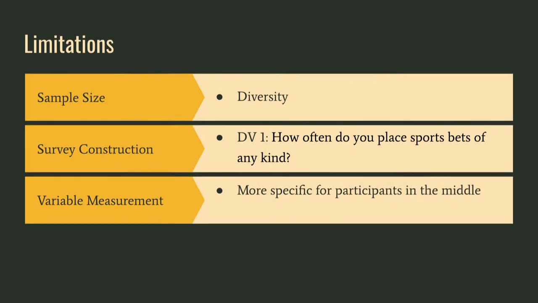Moving on to the overall limitations, and diversity to begin with, we deemed this a limitation because the sample did not have a wide age range, being mainly rooted in college-age people, 18 or 21 through 25. As well, the survey construct left a lot up for different interpretation, for example our dependent variable one, how often do you play sports bets of any kind. We saw that as a limitation because if someone is more of a football fan and it's baseball season, they're not necessarily going to place as many bets. And lastly, people in the middle, who gamble averagely, maybe couldn't report as well as we would have liked to gauge how much they actually participate.